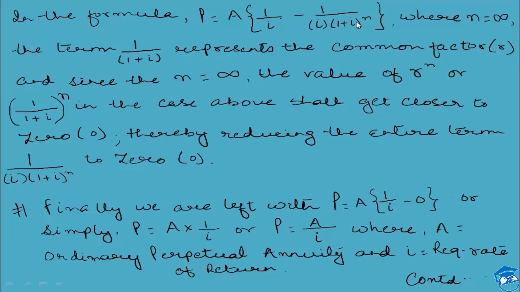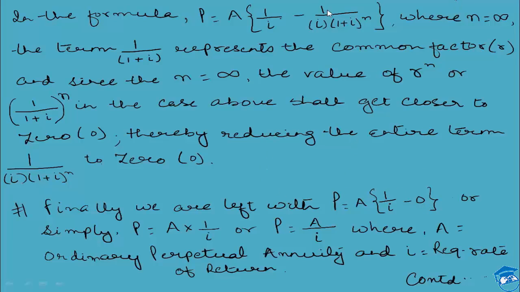When 1 upon (1 plus I) to the power of n becomes 0, it goes without saying this entire term becomes 0, because when 1 upon (1 plus I) to the power of n has been addressed as 0, therefore 0 multiplied by I is nothing but 0. Therefore, this entire term, that is 1 upon I multiplied by (1 plus I) to the power of n, reduces to 0. So when this entire term reduces to 0, we are just left with the equation P is equal to A into, within curly brackets, 1 upon I minus 0, curly bracket close.